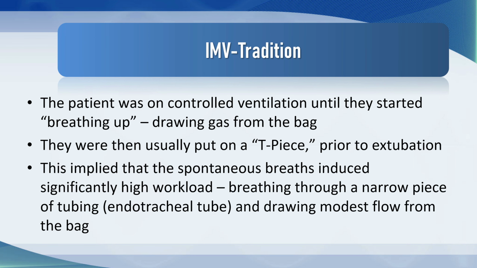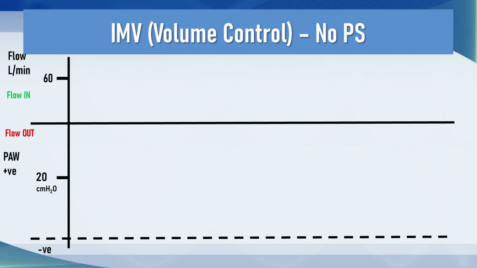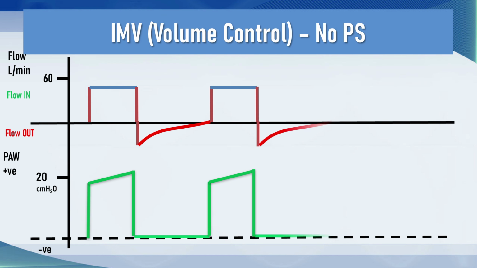This implied that the spontaneous breaths induced fairly high workload because the patient was breathing through a narrow piece of tubing, the endotracheal tube, and they were only drawing a modest flow of gas from the bag. This is very different from that high flow that you'll get on a modern ventilator. So this is what IMV looks like if you were able to give it.